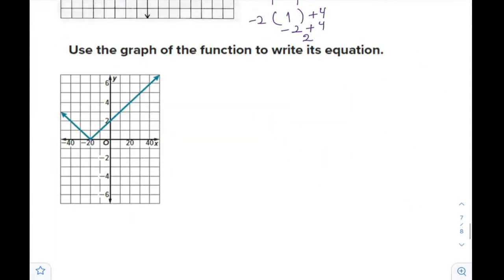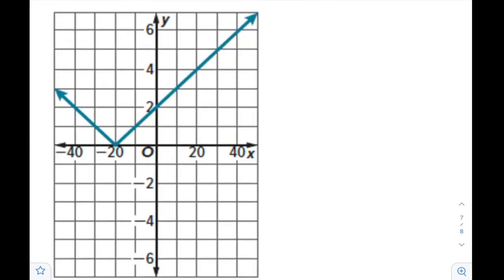Now here, use the graph of the function to write its equation. Let's see here. How can we write the equation? Originally, y is absolute value. It has been originally at 0, 0 with slope 1, the parent function. It has been moved to the left 20, so I have to write plus 20. No movement up, so nothing will be added here.